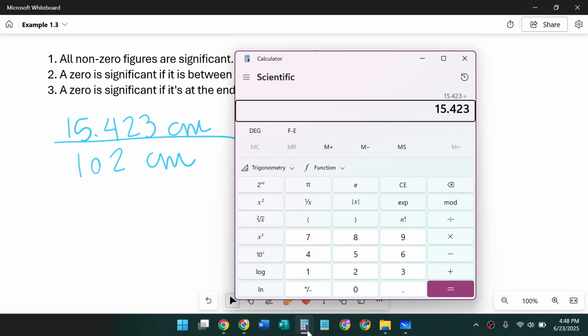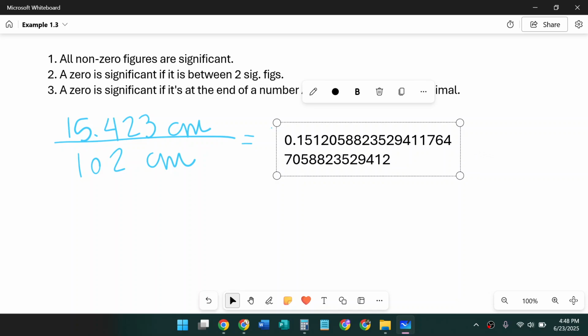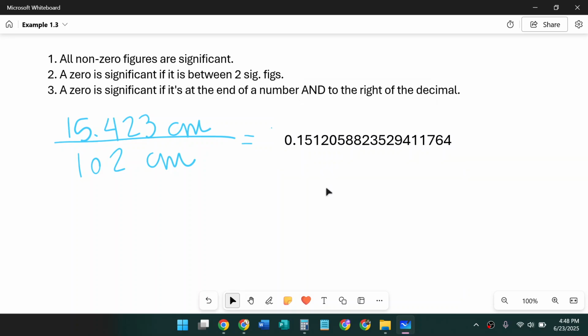15.423 divided by 102 gives us a really, really long number. So we're going to write down more than we need, but not all of that. Actually, I copied and pasted and did add all of that. I'm going to subtract some of it off. I know we won't need all that.